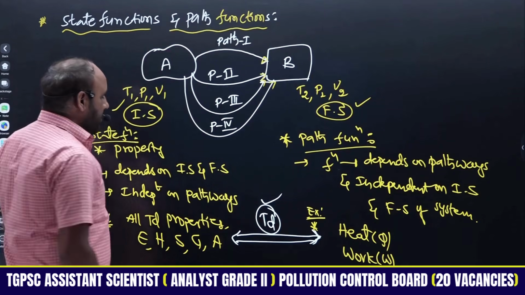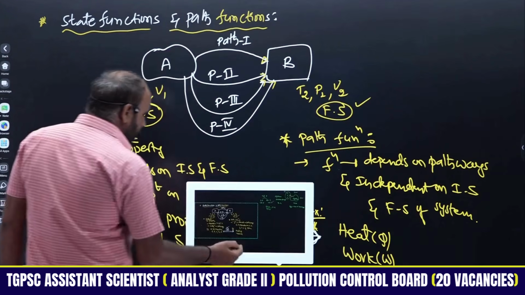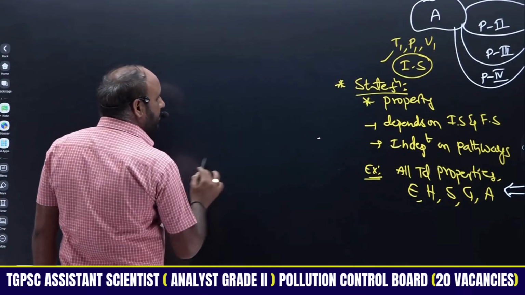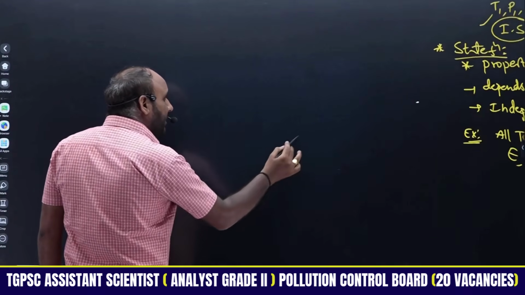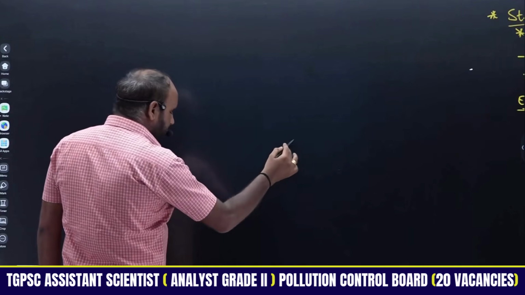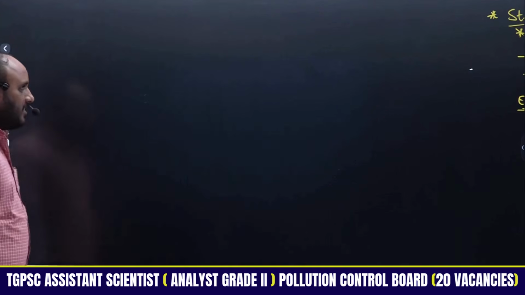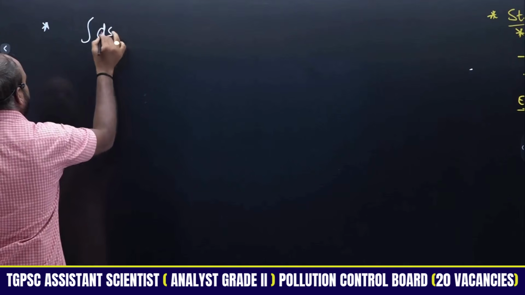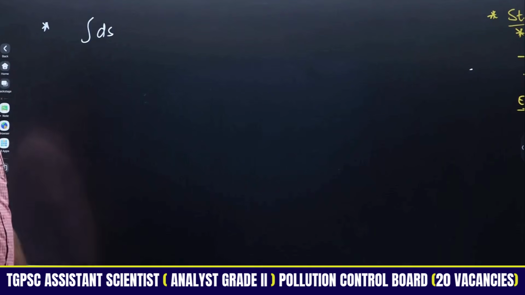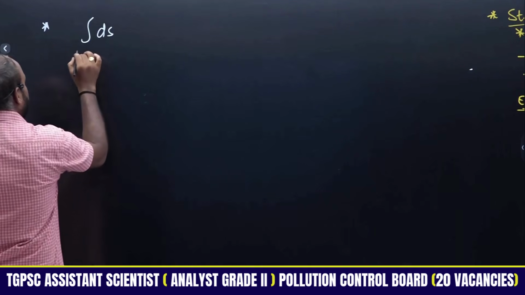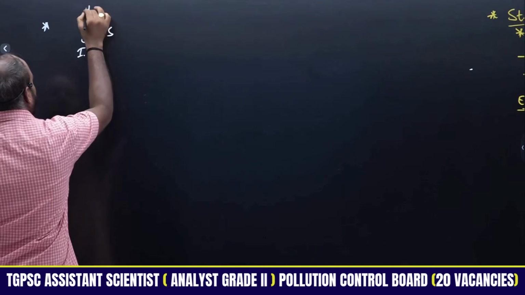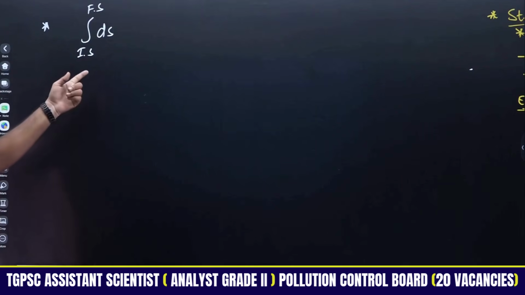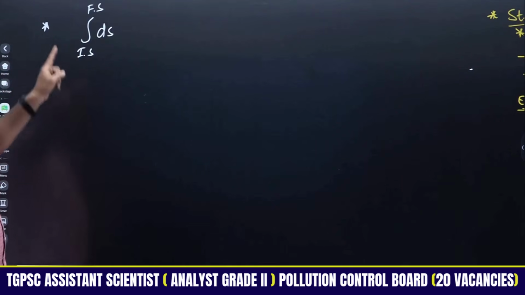We may explain this with the help of an example. These are state functions and path functions. How are state functions independent of pathways and dependent on initial and final states? Consider one example: the integral of dS, where d means change and S is entropy. We have the initial state to the final state, not mentioning whether it is temperature, pressure or volume. So this is initial to final.